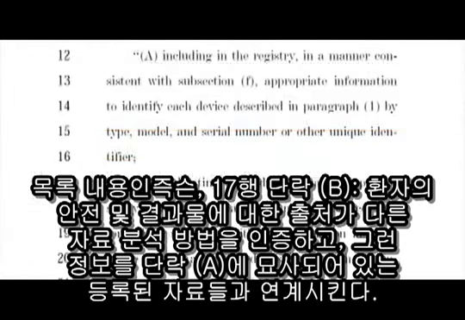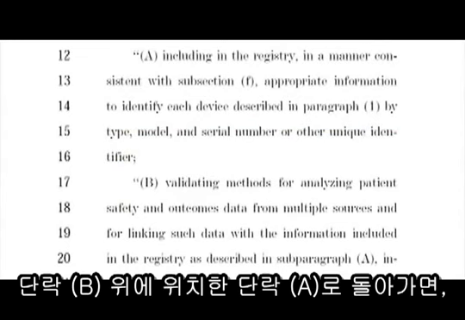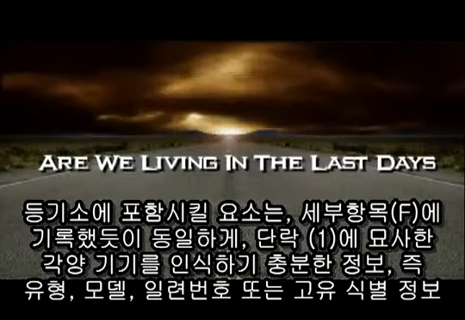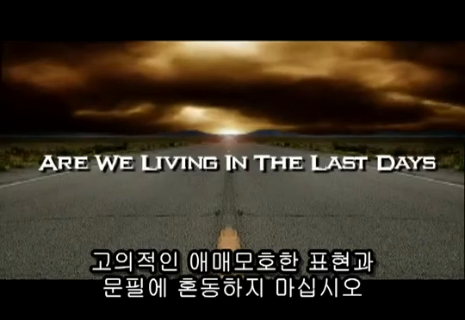Going back to subparagraph A, right above subparagraph B, it says, including in the registry, in a manner consistent with subsection F, appropriate information to identify each device described in paragraph 1 by type, model, and serial number or other unique identifier. Don't be confused by the intentional obfuscation and skillful wording.